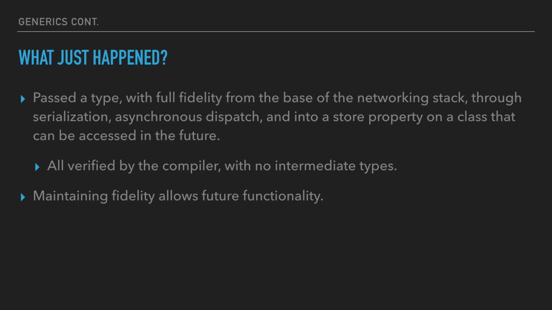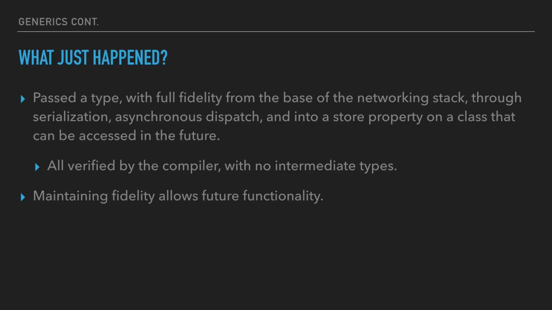And so we can see here that we passed a type with full fidelity from the base of the networking stack through serialization, asynchronous dispatch, and into a stored property in a class that can be accessed in the future. And this is all done using one function for serialization, one function for dispatching, one class for the network operation, and the code from the Alamofire library. So this has given me the ability to use any of our Decodable types for any of these network operations and not have to define a network operation for the account, a network operation for some details of the account, another one for different types.